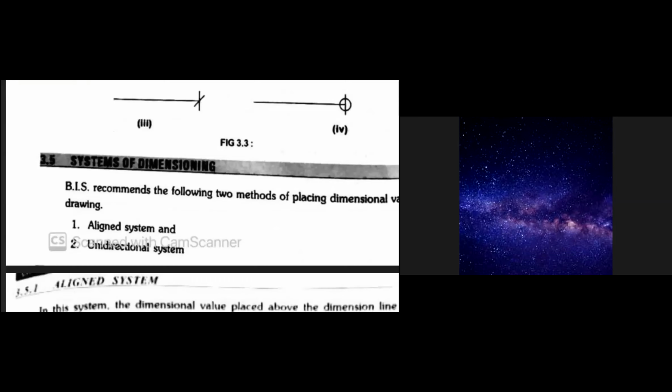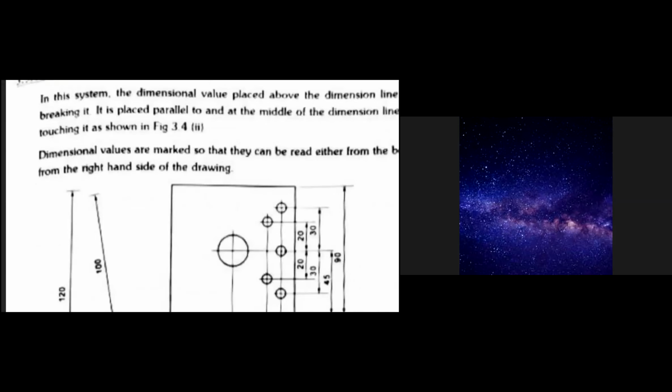Next, systems of dimensioning. There are two systems mainly: the aligned system and the unidirectional system. The aligned system, see here, is a method in which we can write the dimension value from two directions. That is, you can write the dimension value from the bottom side as well as from the right side.